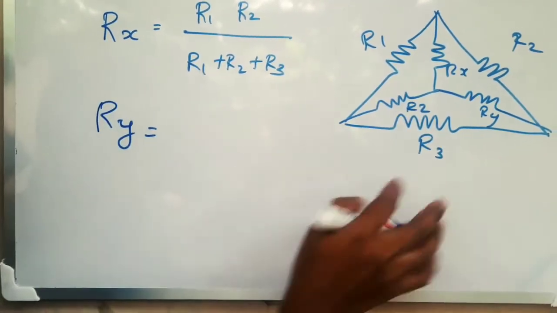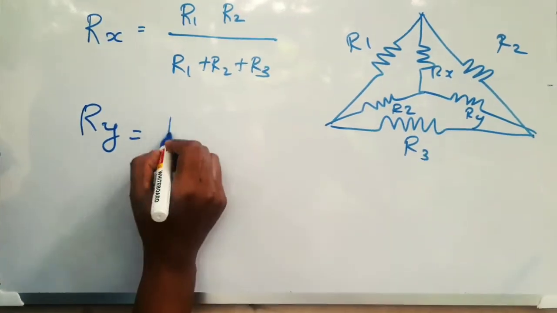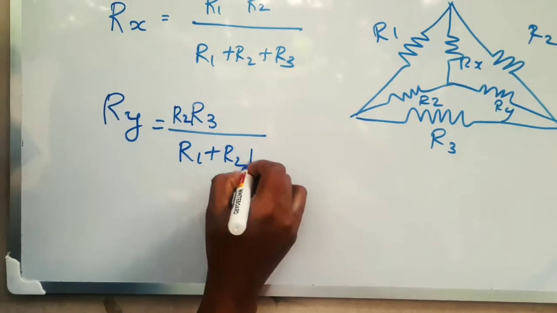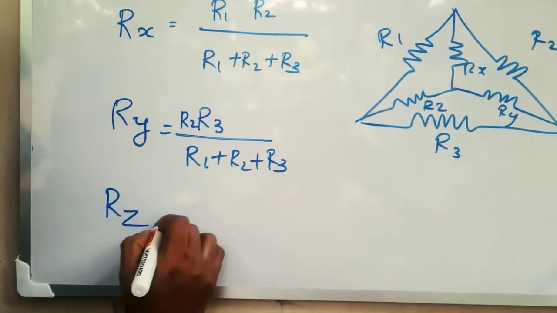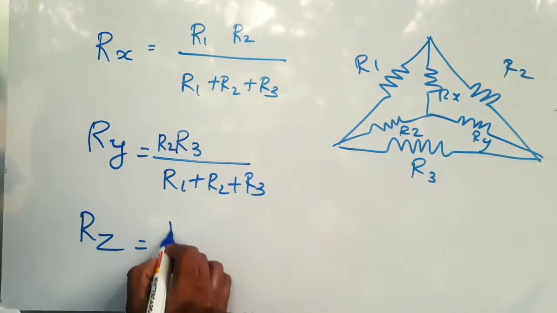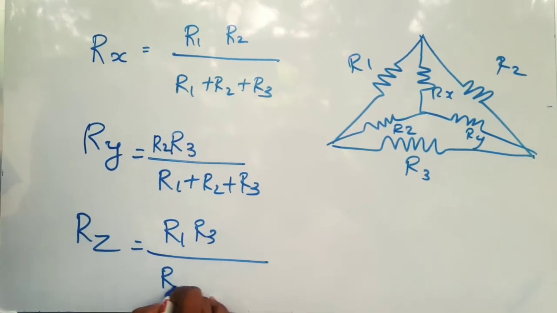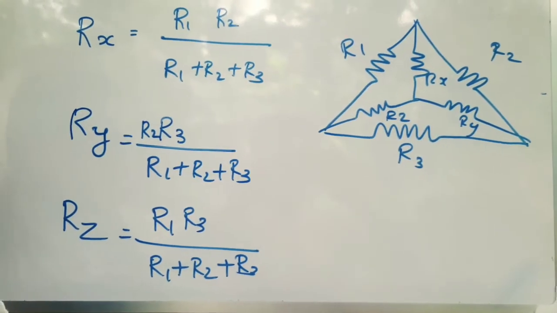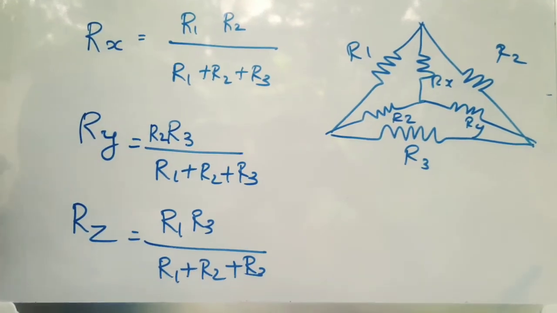Similarly, Ry is in between R2 and R3. So take the product R2 R3 and that divided by sum R1 plus R2 plus R3. Rz comes in between R1 and R3. So R1 R3 divided by R1 plus R2 plus R3. These are the three equations used for converting a delta network into equivalent star network.